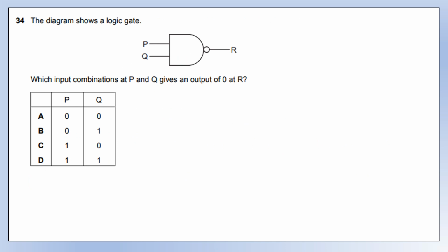The diagram shows a logic gate. That is a NAND gate, or a not AND gate, which gives an output of 0. So both inputs would have to be 1 so that the output of the AND gate is 1, and therefore when it gets NOTed that becomes 0. So it's going to be option D.